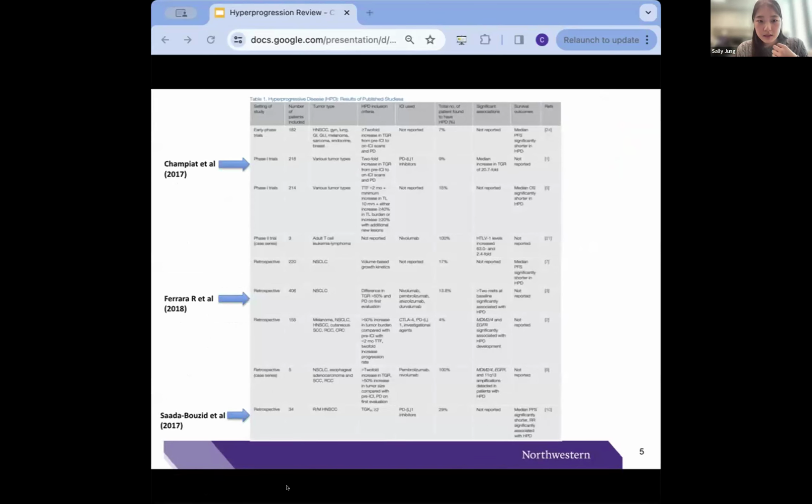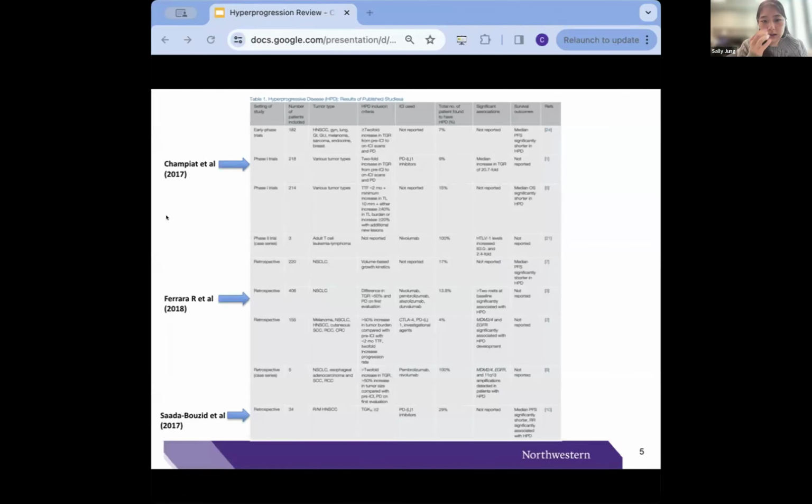So multiple studies have shown the impact of hyperprogressive disease on PFS and OS, as well as change in rate of tumor progression. But I wanted to point out these 3 specific studies, the papers that our lab published, specifically their methods and their definitions of hyperprogressive disease.